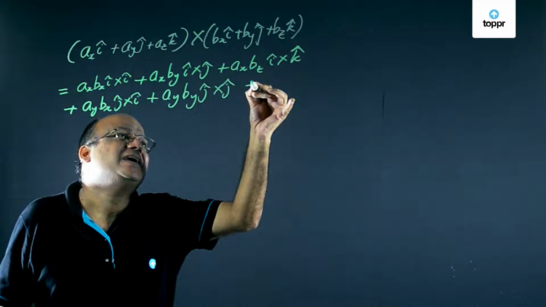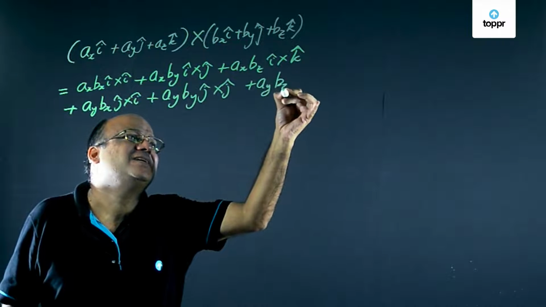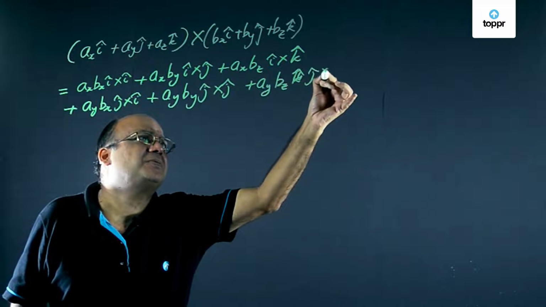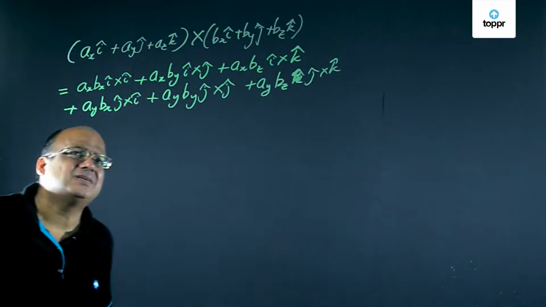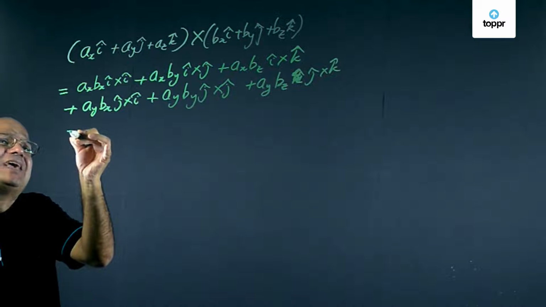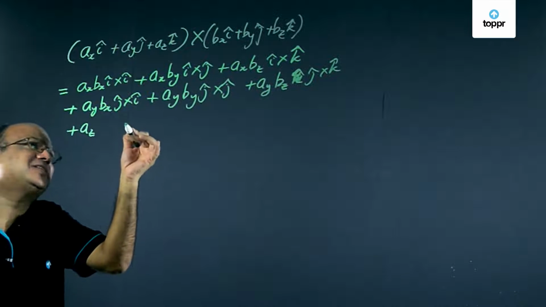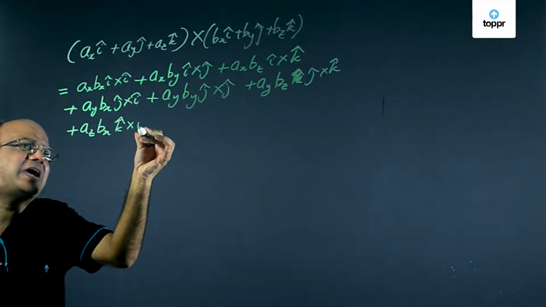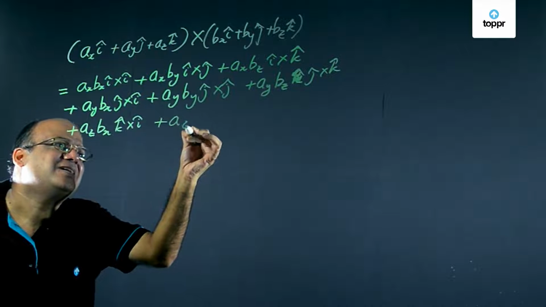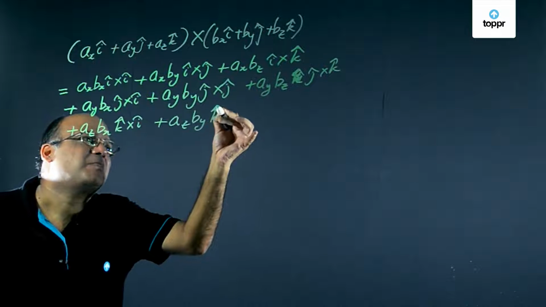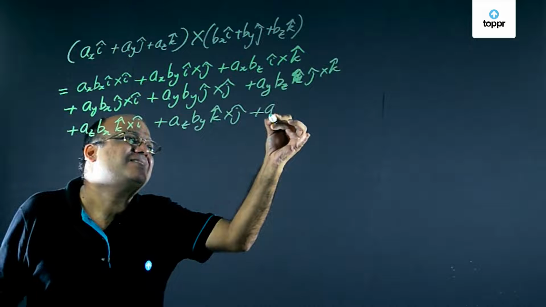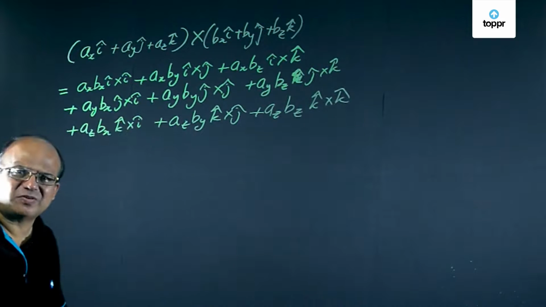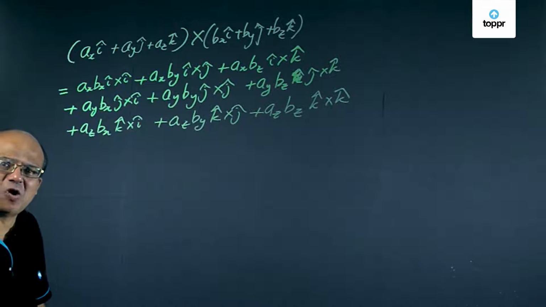Then finally ay bz k cap j cap cross k cap. Right? Now we'll multiply az k cap with each of the terms. So az bx k cap cross i cap plus az by k cap cross j cap and az bz k cap cross k cap. So how many terms do you have?